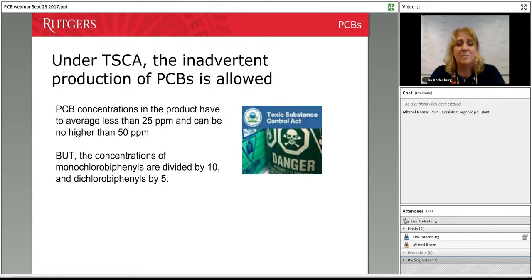So the average has to be less than 25 parts per million, and no individual sample can be higher than 50 parts per million. 50 parts per million is a big number for PCBs. If you find anything in the world, anything that you measure that comes up as higher than 50 parts per million PCBs is suddenly considered toxic waste and must be remediated. So this is a big number that you see again and again when you're talking about PCBs.